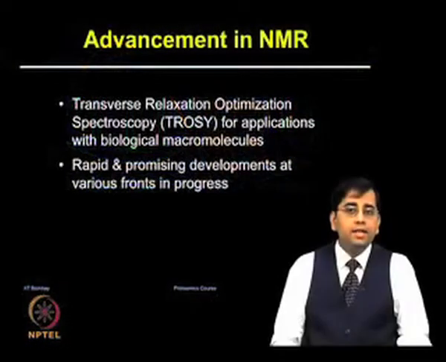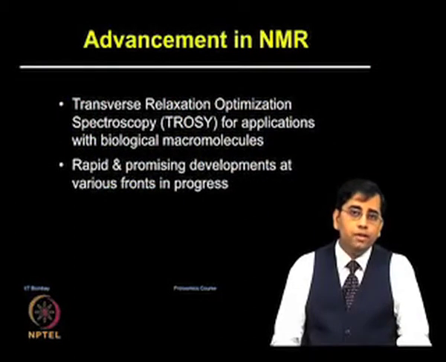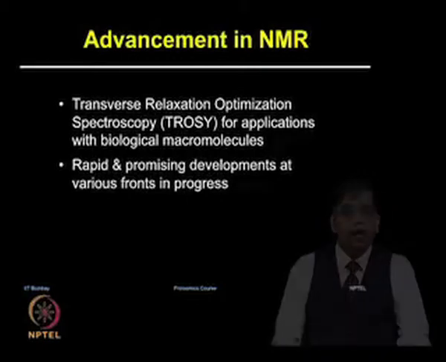Advancement in NMR techniques such as two-dimensional NMR techniques, transverse relaxation optimization spectroscopy, TROSY, for applications with biological macromolecules provides much better sensitivity, line width and enables resolving resonance overlaps for larger proteins, complexes as well as membrane proteins. NMR field is still evolving. Rapid and promising developments at various fronts are likely to improve the speed and quality of data and structure determination.